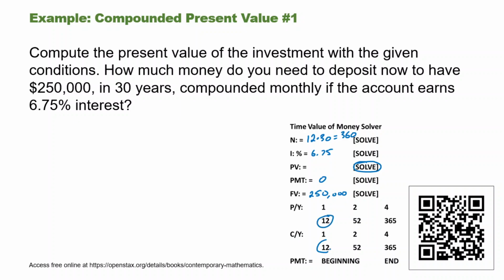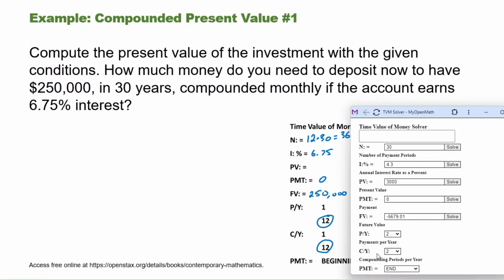Now again, the values in the options we have are 1 for annual, 2 for semi-annual, 4 for quarterly, 12 for monthly, 52 for weekly, 365 for daily. And then we will choose payment end because there is no payment. It doesn't matter which one we choose. Let me go ahead and pull up my TVM solver. Input these values.